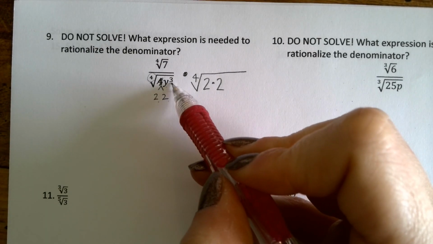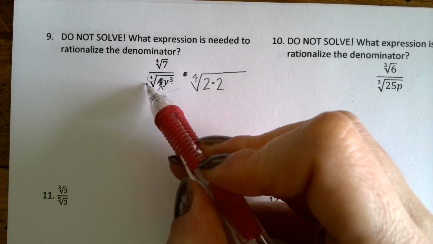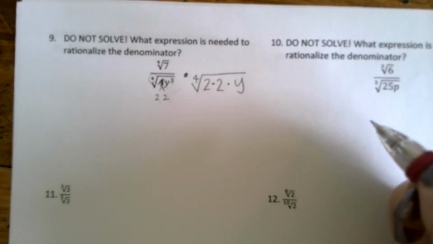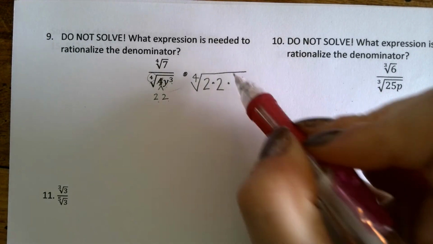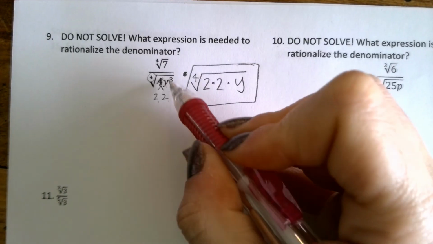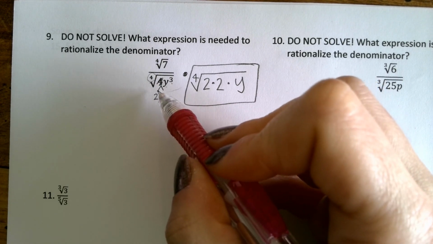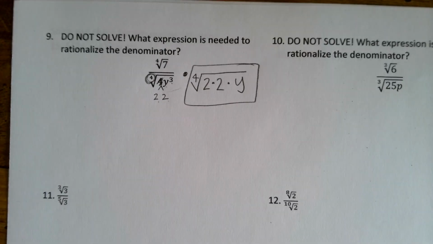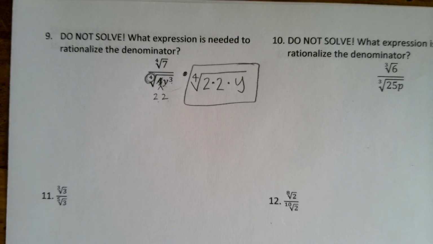I also have 3 y's in the denominator. Again, I need a group of 4 in order to get out, so I only need one more y. Remember, with these, you're always focusing on that denominator, multiplying by whatever's missing in order to match that index. Go ahead and try number 10.